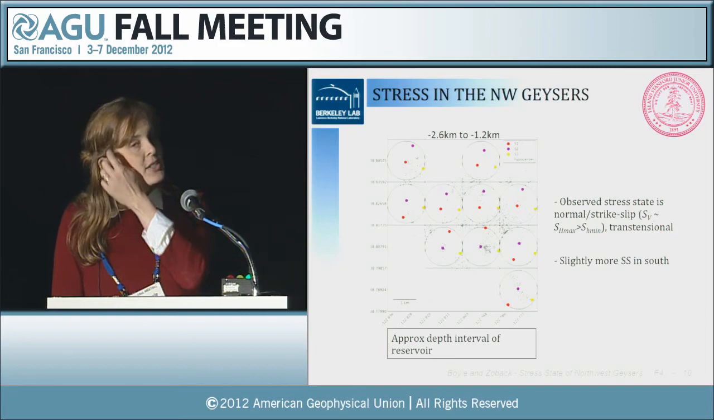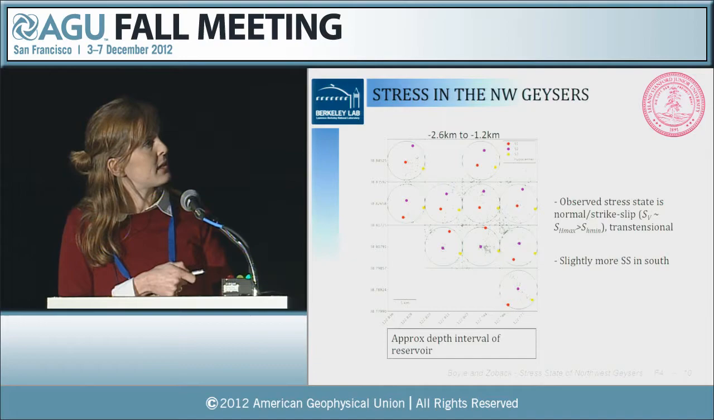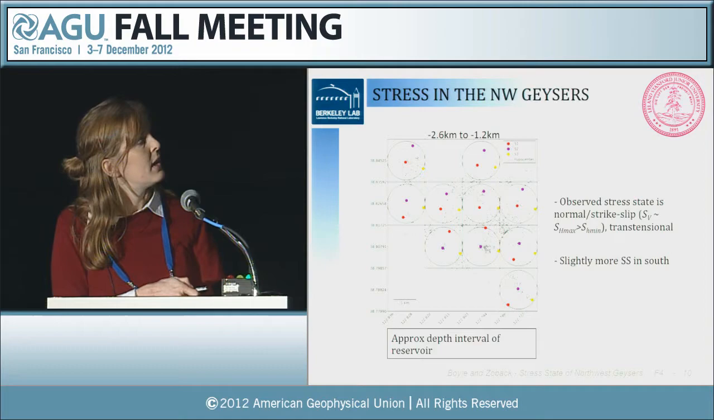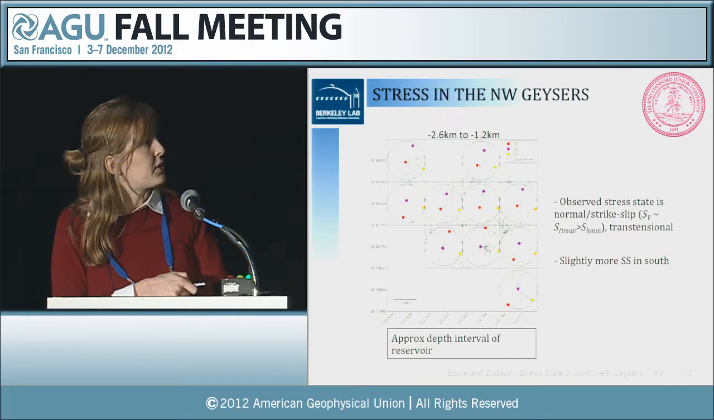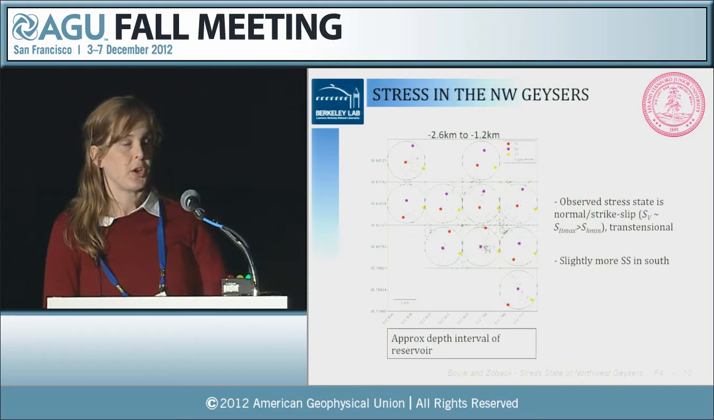So what you're looking at is a plan view plot of one depth layer out of our 3-dimensional grid. In each grid block, we've plotted a stereonet here, and the stresses are shown as dots. S1 is the red dot, S2 is the purple dot, and S3 is the yellow dot. And then the hypocenters are plotted in black, just to show where the earthquakes are clustering.